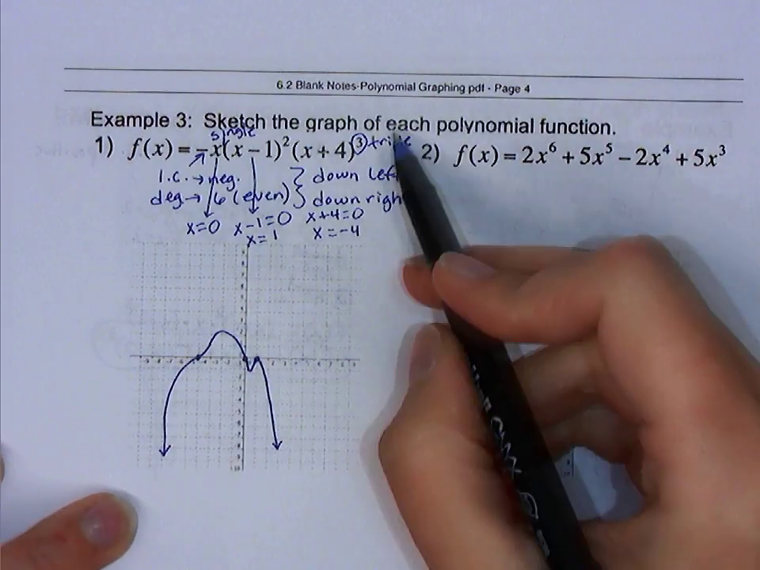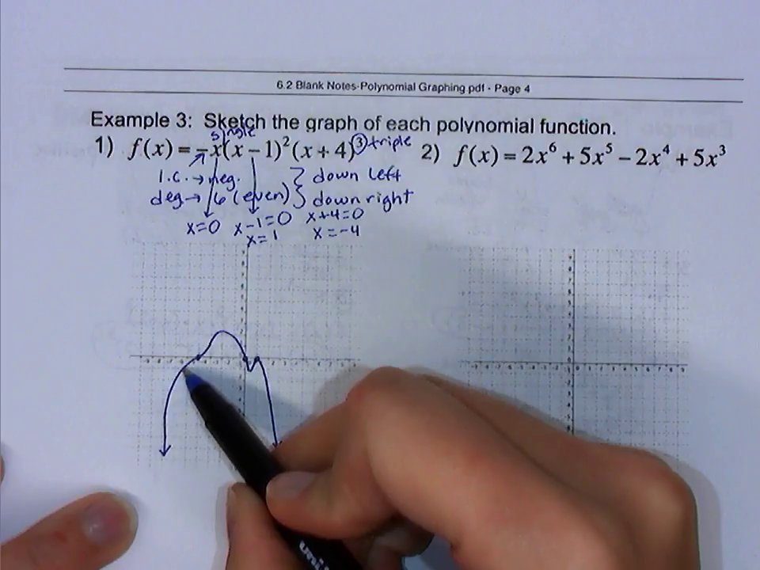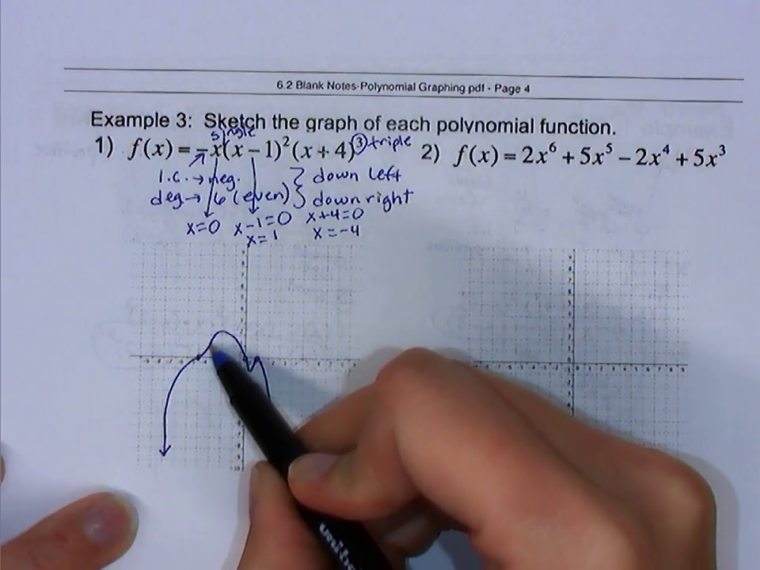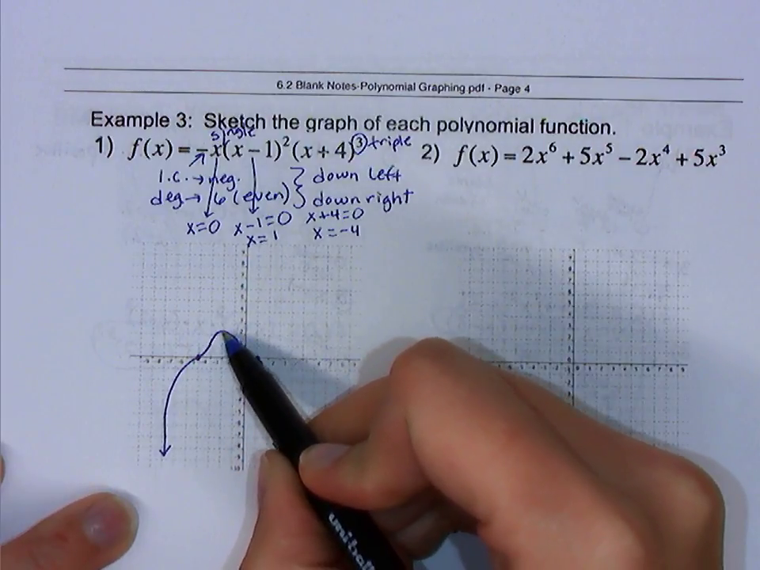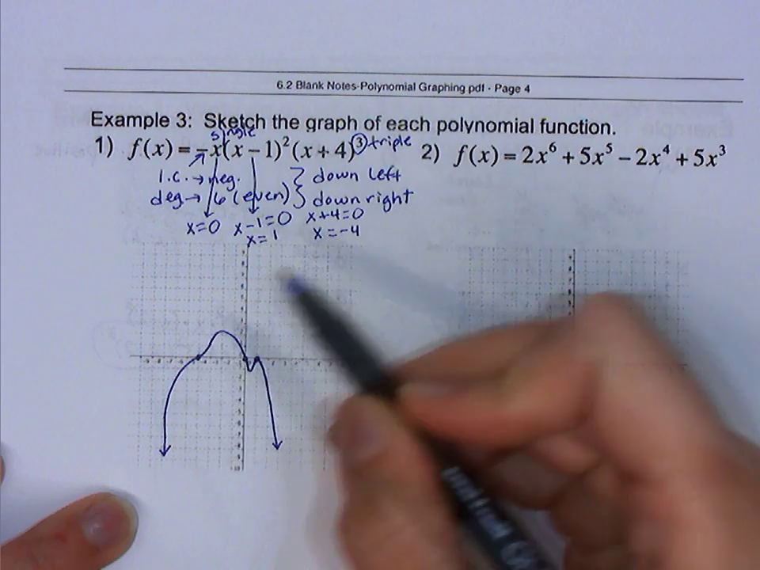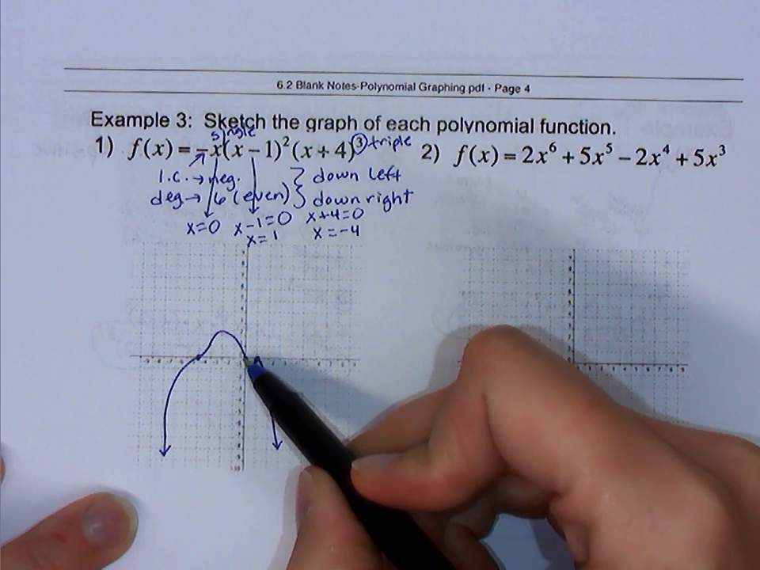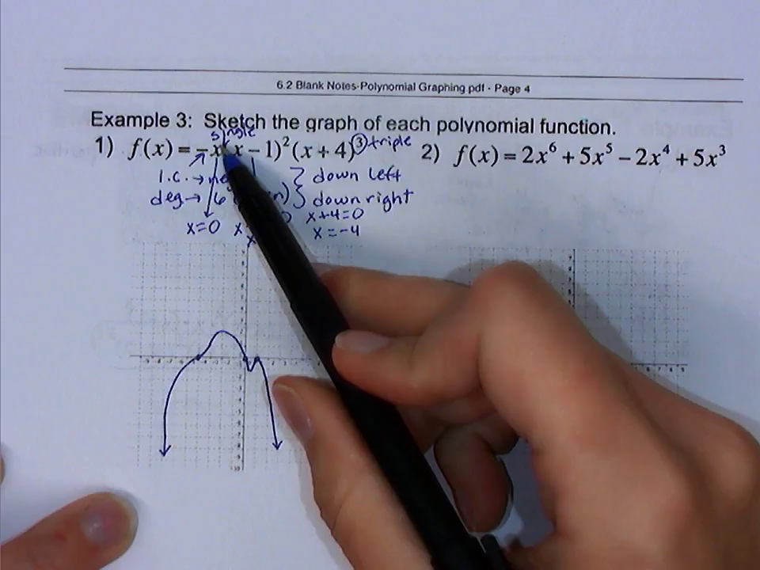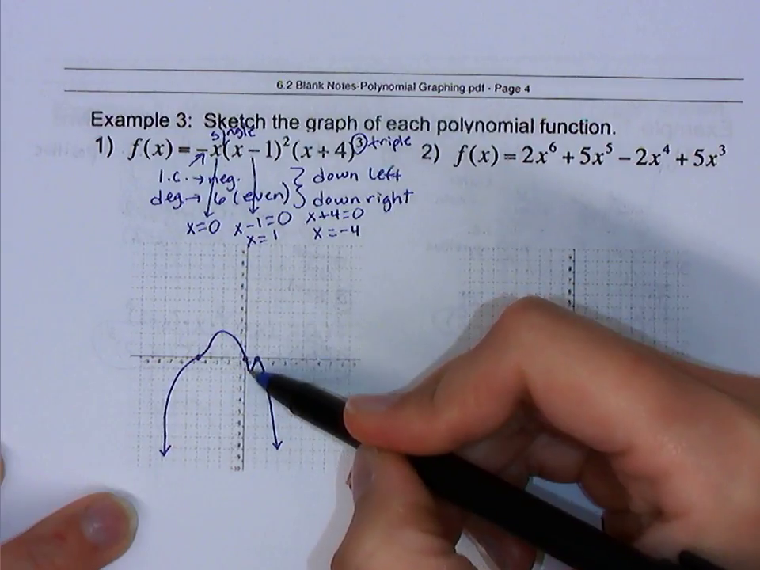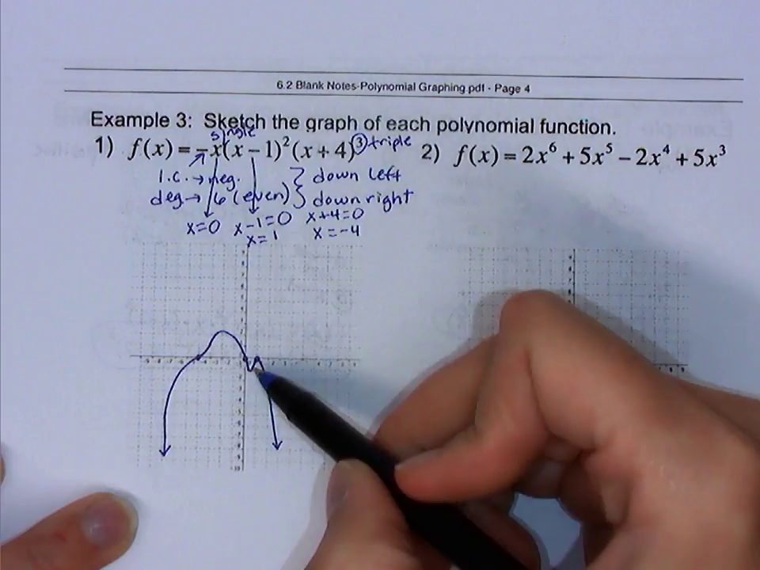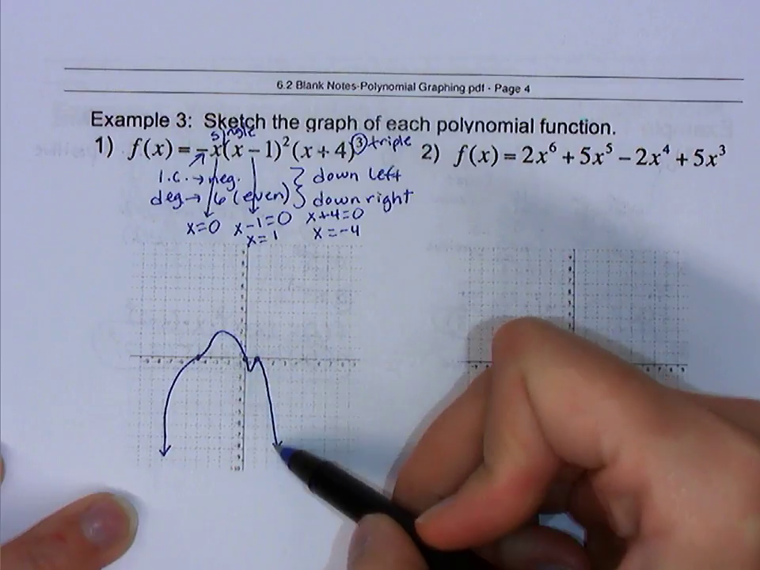Negative 4 was a triple, so I flattened it, went through. And then I don't know where this height is. You would have to make a table to figure that out. We're just going to sketch it. So then come back down. At 0, you have a single, so just go straight through. Pick a spot, turn around, and then 1 was a double. So hit it, come right back down.